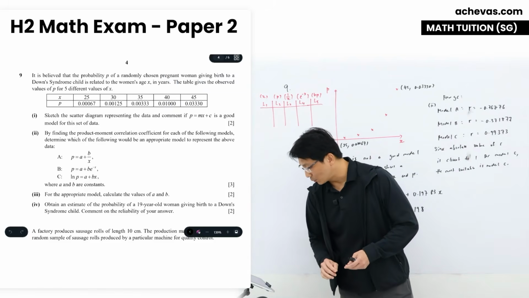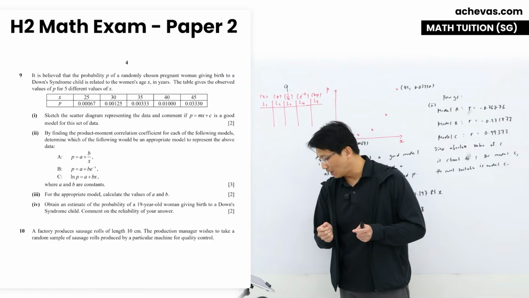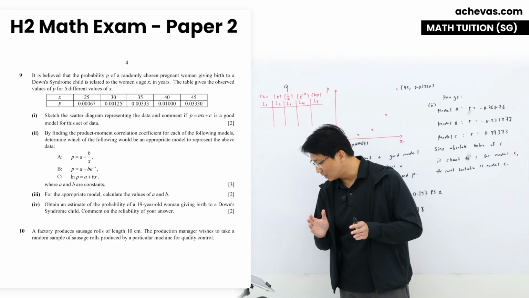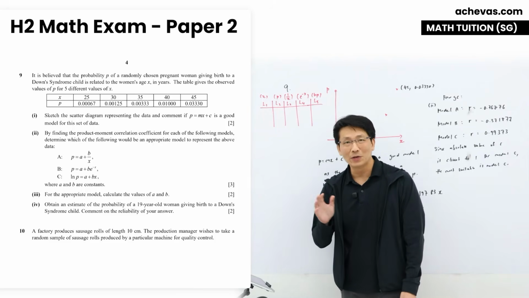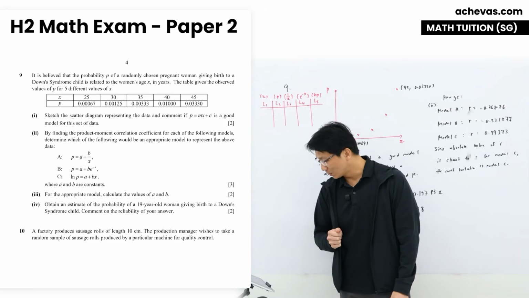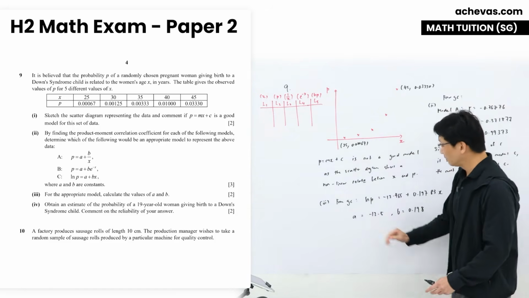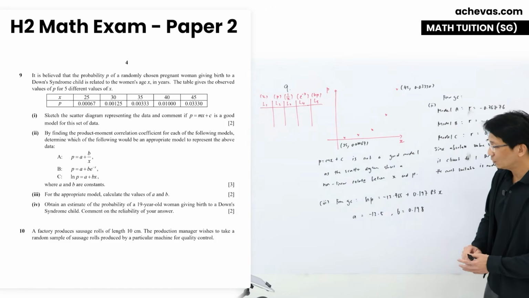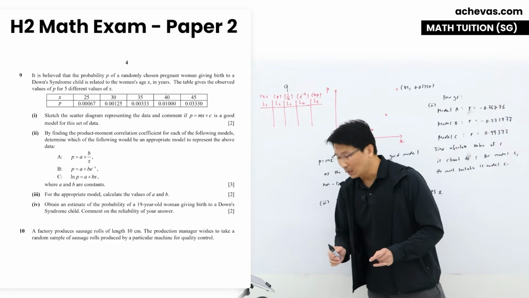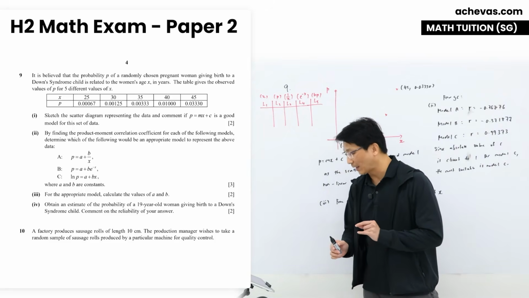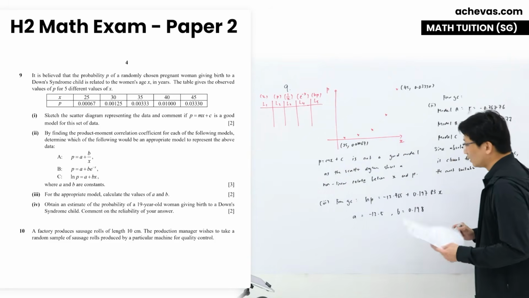For part 4, we are supposed to obtain an estimate of the probability of this 19-year-old woman giving birth to a Down syndrome child. Comment on the reliability of this answer. So we are going to make use of this best fit line that we have obtained previously to estimate the value of my probability given x is equal to 19.